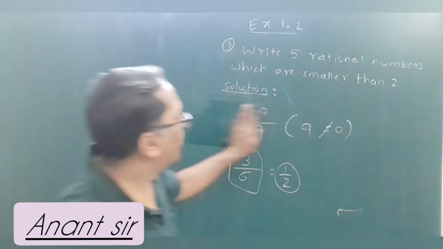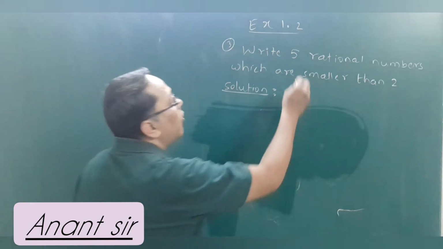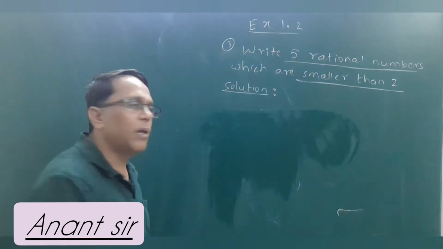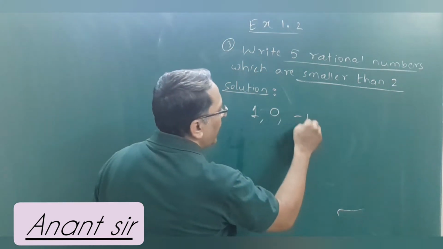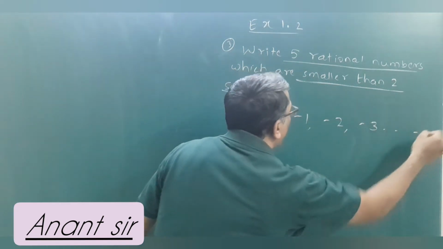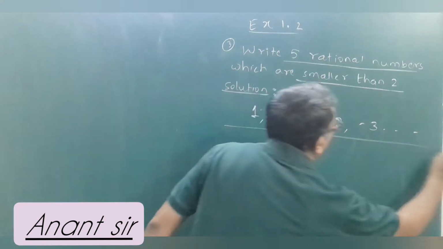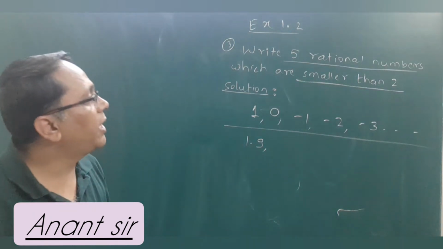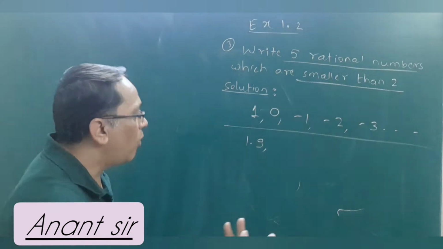So the first thing we have to do: we want 5 rational numbers which are smaller than 2. Simple question, no? 1 is smaller than 2, correct? Then 0, minus 1, minus 2, minus 3. You can write infinite such numbers. Not only this, you can also write 1.9. 1.9 is also smaller than 2. It is also a rational number. How is this a rational number?